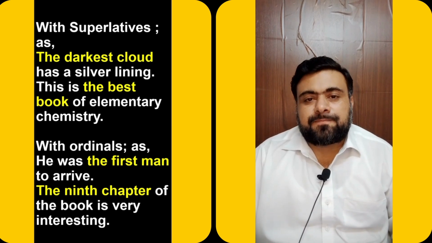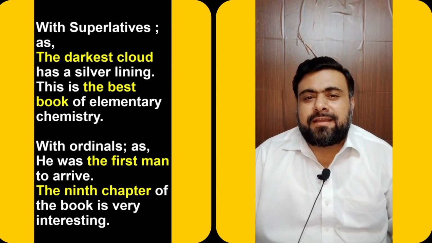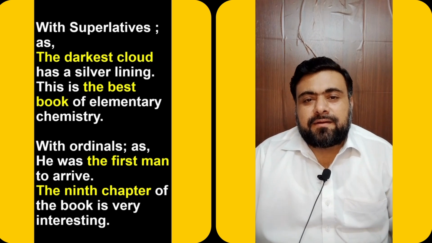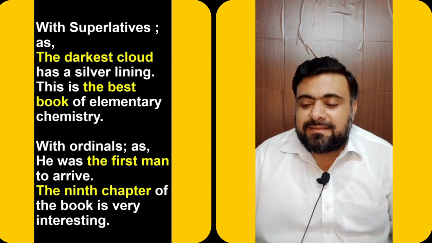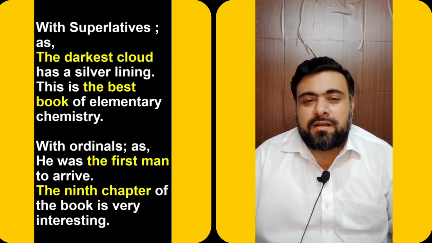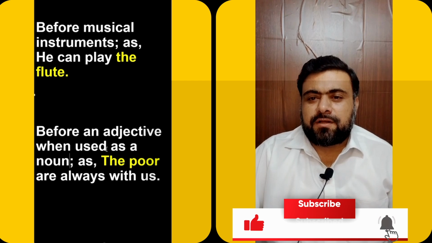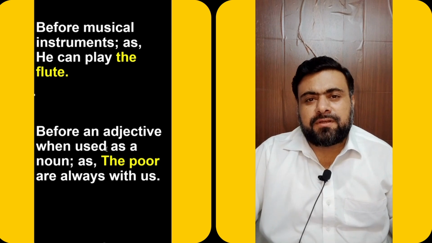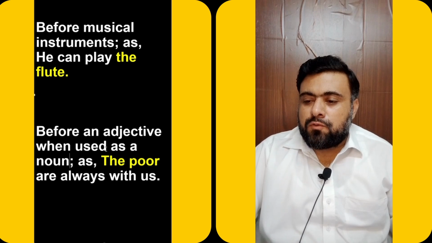With ordinals, when we use ordinals, it's the adjective of number, as he was the first man. The first man. First is the ordinal. The ninth chapter. Ninth is the ordinal, and we use the definite article the with ordinals. Another way to use the definite article the is before musical instruments, as he can play the flute, the guitar, the tabla.